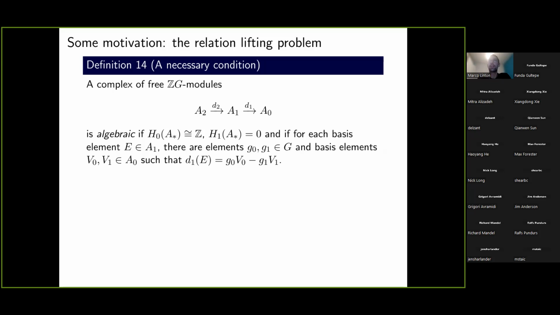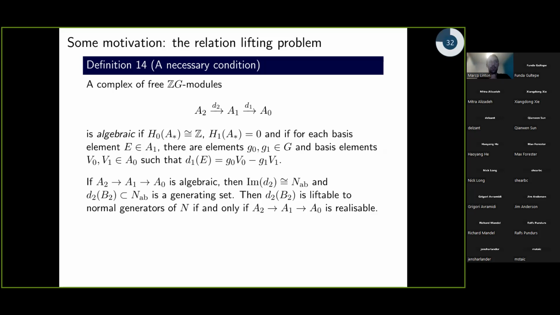If you take, let's say, any presentation complex, then the chain complex of the universal cover gives you a presentation of the augmentation ideal of your group ring. So these are some necessary conditions.